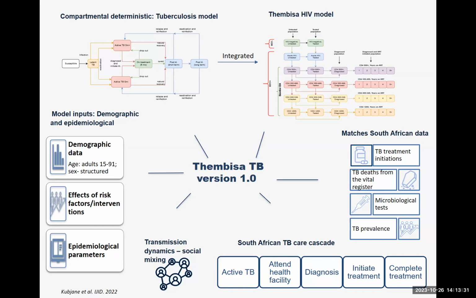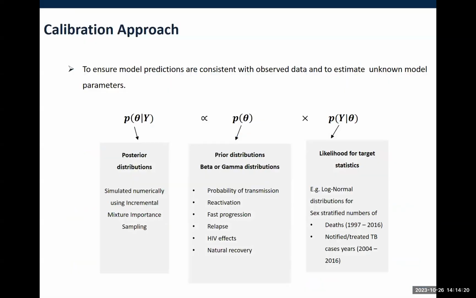The model includes simplified social mixing patterns informed by community social mixing surveys, and we also include a simplified diagnostic pathway. We track TB patients, based on symptoms and smear status, from attending healthcare, getting diagnosed, and initiating treatment, through to treatment outcomes. The model was calibrated to various South African data, including treatment initiations, deaths from the vital register, and microbiological tests from the National Health Laboratory Services. We also used the TB prevalence survey for the estimates for 2018.